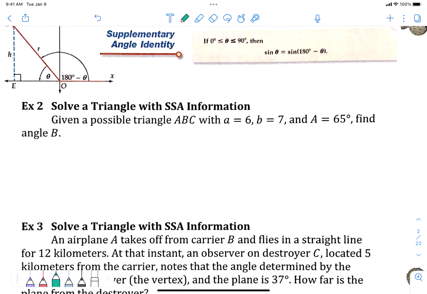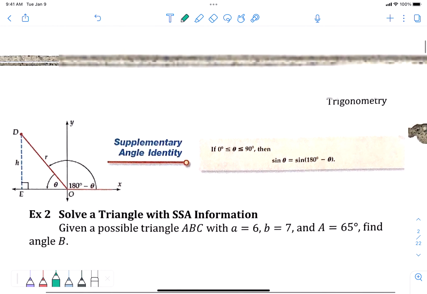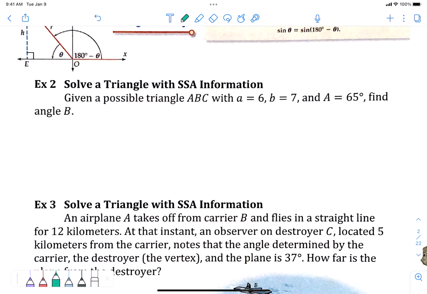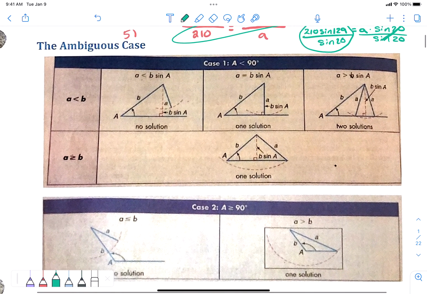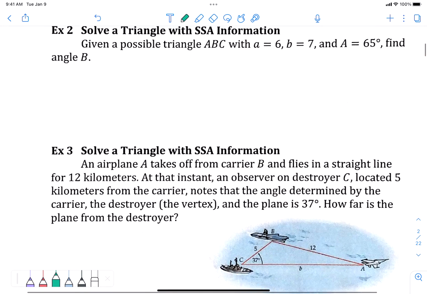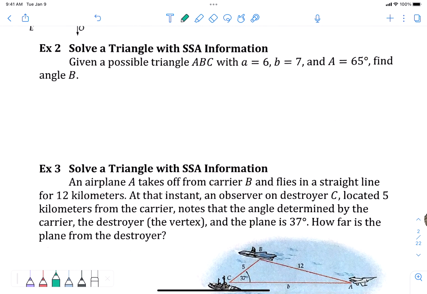Okay, let's do this one. Wait, what's the ambiguous case? Just wait, we'll get to that. I'm going to go down to example 2, and then we're going to go back up to this box. So we're not going to talk about the ambiguous case yet until we do example 2, okay? Happy with this? Let's do this one.